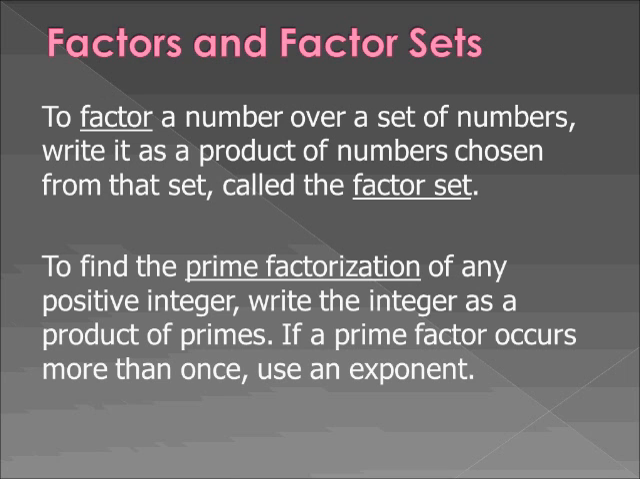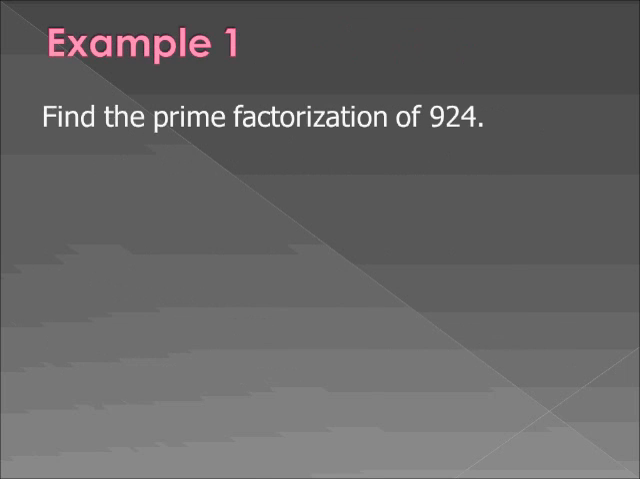To factor a number over a set of numbers, write it as a product of numbers chosen from that set, called the factor set. This is what you might have learned as part of the factor tree, where you put a number on the top and you divide it by prime numbers in order to reduce it to another prime number. And this is the process we call prime factorization. The prime factorization of any positive integer writes the integer as a product of primes. If a prime factor occurs more than once, use an exponent.